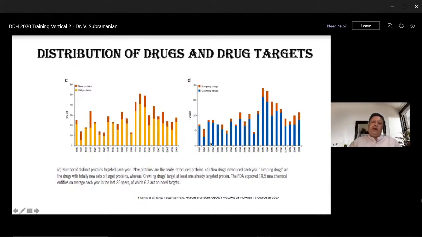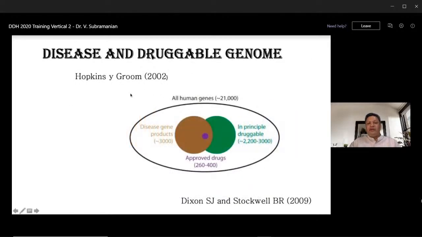This is because the biology part was slow and the chemistry part was very fast. So that disparity occurred there. And this is another representation: the total number of human genes is about 21,000. The outer circle represents that, and these gene products are about 3,000, and in principle, 2,200 to 3,000 are druggable. But the approved drugs target only 260 to 400 genes or gene products. So you see the extent of biological space that is not explored with the available chemical space.